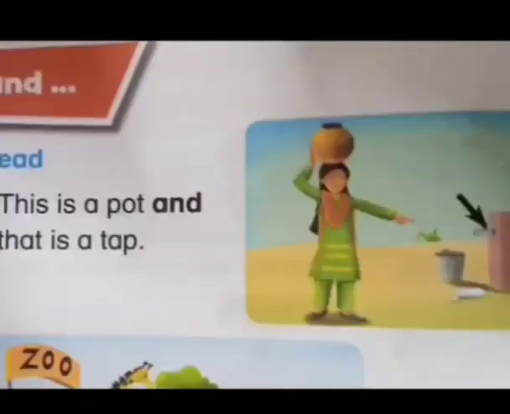Now look at line number 1 and look at the picture also. The woman is pointing at something. The woman is holding a pot and she is pointing towards the tap also. She is using two sentences. She is telling us two things. How is she saying it? Look at this line and read.